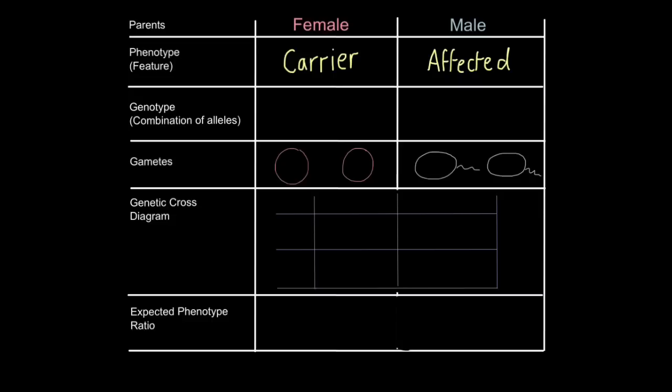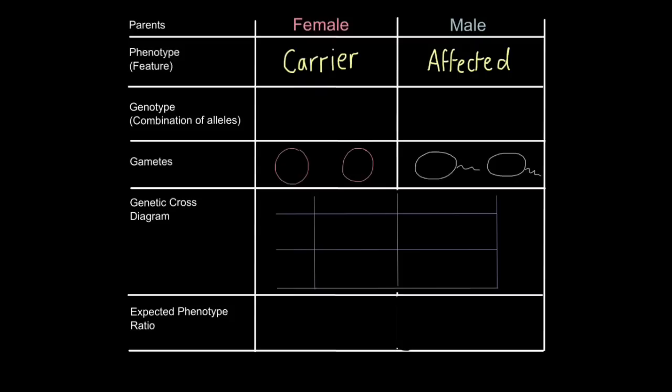So let's say we have a female carrier of cystic fibrosis and an affected male. Carrier is a term we give to someone who possesses 1 copy of the recessive allele, but they're not actually affected by the disease. We only use the term carrier when we're describing disease-based genetic conditions. You wouldn't say, for example, that someone was a carrier of blue eyes, but you could say carrier of cystic fibrosis or sickle cell anemia.